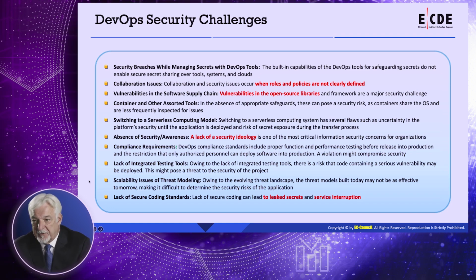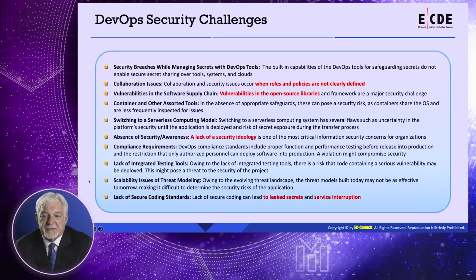And that's one of the more worrying things when it comes down to security professionals. We want to build security-aware cultures, et cetera. That particularly needs to be done in DevOps. There are compliance requirements. These standards include proper function and performance testing before releasing to production, and the restriction that only authorized personnel can deploy software into production, let's say, or even basic compliance rules such as HIPAA, PCI, and SOX, et cetera. So you have internal and external compliance requirements, and violations can compromise the security of what's being built and deployed.